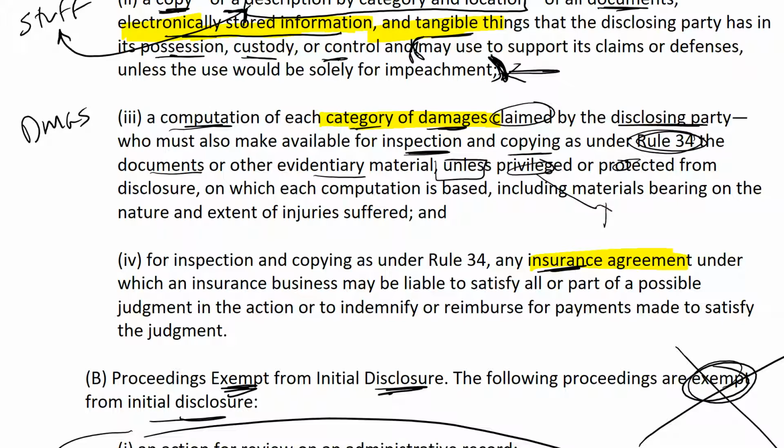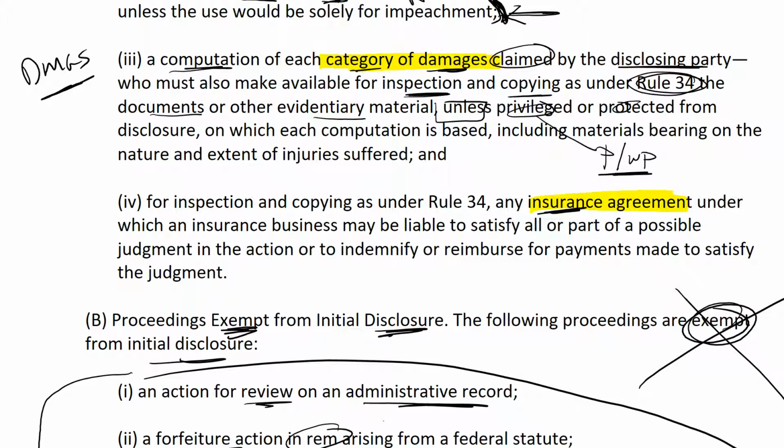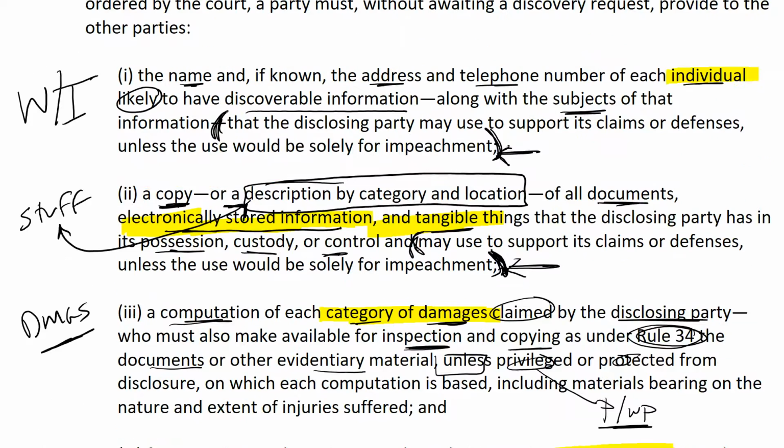Now, we've talked about privilege. We talked about work product in a separate video. You can go back to that video. And it goes on and on. I'll let you read the rest for yourself. Now, that's about damages. We'll talk about the purposes of these in a minute. The last is for inspection and copying under Rule 34, any insurance agreement under which an insurance business may be liable to satisfy all or part of a possible judgment in the action or to indemnify or reimburse. Insurance. And let's talk about why each of these things are required.